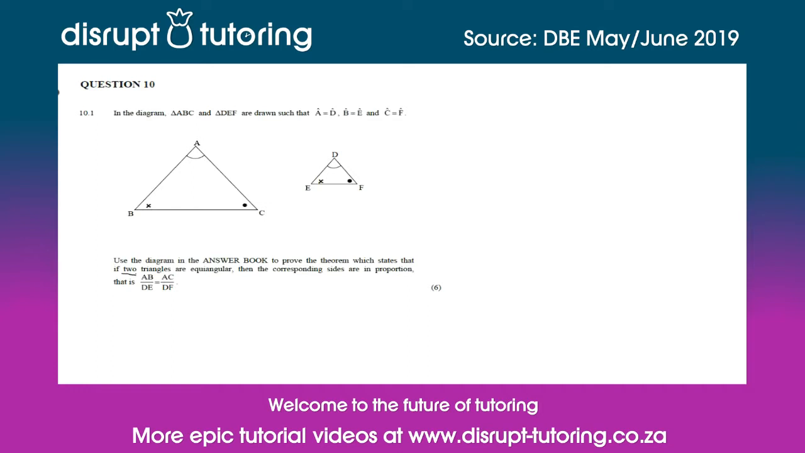So if they are equiangular, then the corresponding sides are proportional, so that AB, which would be this, over DE should equal AC, that side, over DF.